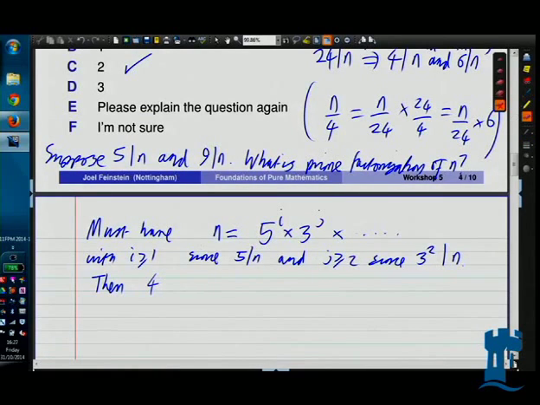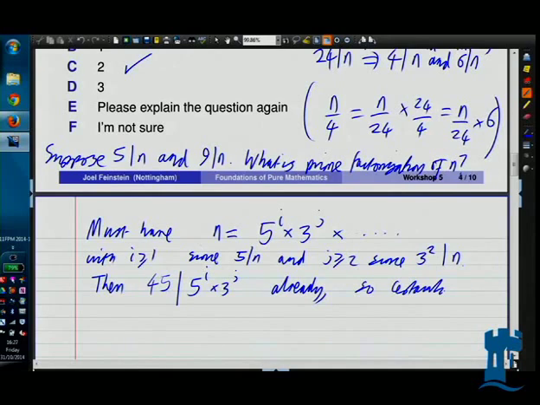Will go into 5 to the i times 3 to the j already, remembering that i is at least 1 and j is at least 2, so you get 45 times something. So certainly 45 goes into n, because n is some integer times 5 to the i times 3 to the j. So that's how you do it.